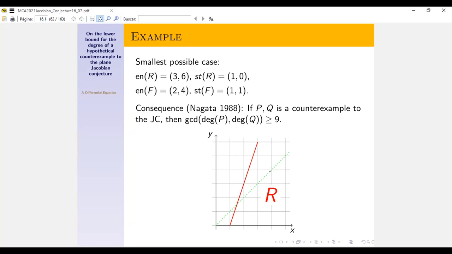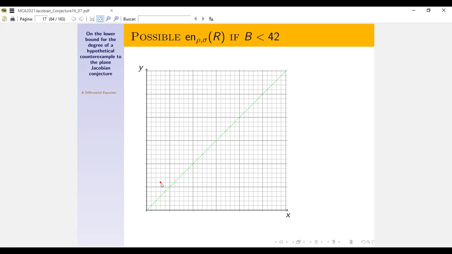Okay, so this is the R that corresponds. This is the F. So it's some kind of basic geometry game, trying to find R and F. Once you have an endpoint of R, the endpoint of F must be on the straight line from the origin to the endpoint of R, and must be in the integer lattice. So you look for this, and the first point that you can find is the point (3,6). And you can continue to search, and you find many points. We will restrict to points such that the sum is lower than 42. I will tell the reason for this later.